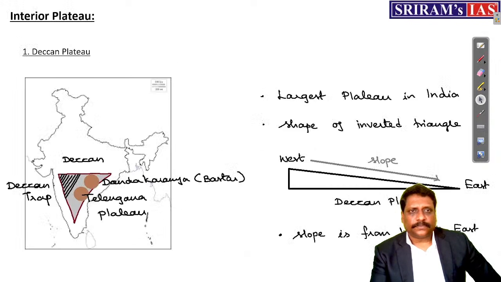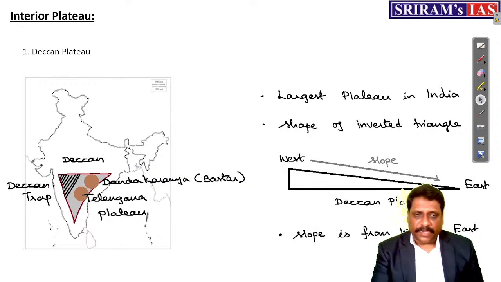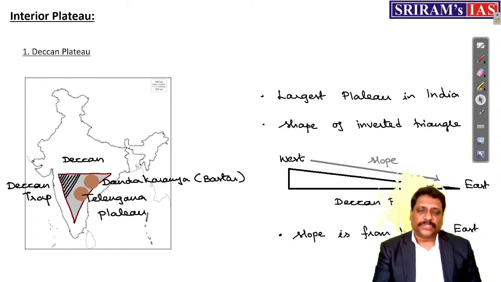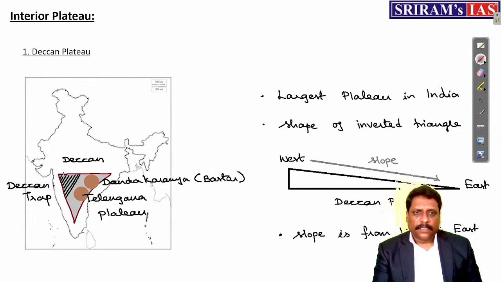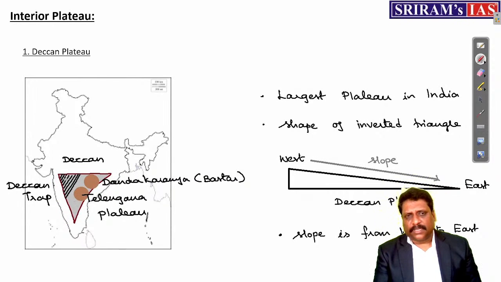Now, talking about the interior plateaus, my dear friends. Western Ghats we have done with, Eastern Ghats we have done with. And talking about the interior plateaus, first I'm talking about the Deccan Plateau. Deccan Plateau is the largest plateau of India. In the peninsular part of India, roughly it takes the shape of an inverted triangle, my dear friends. Almost all the states of the peninsular part of India have a presence of this Deccan Plateau. It takes the shape of an inverted triangle.